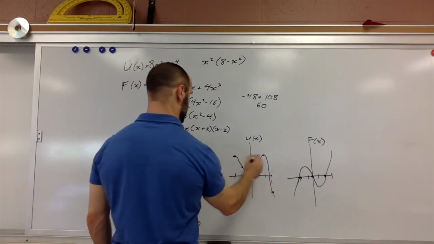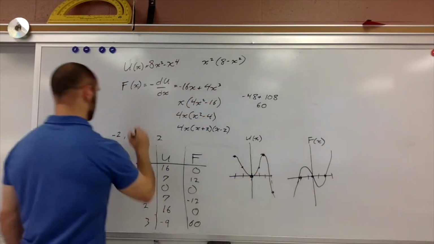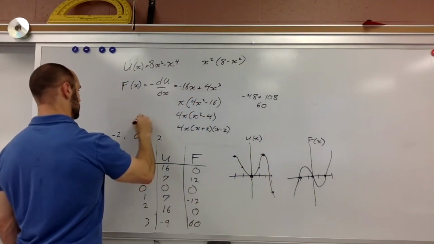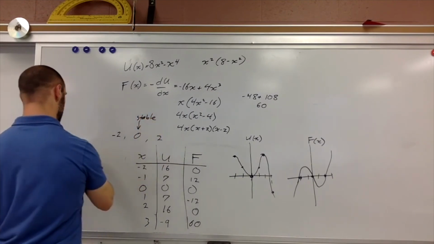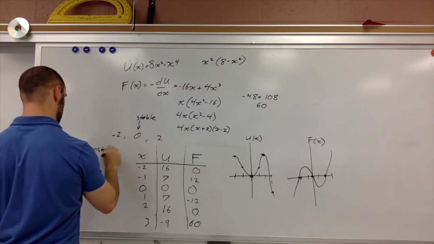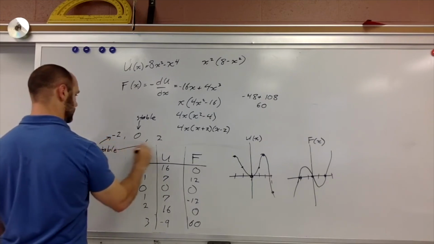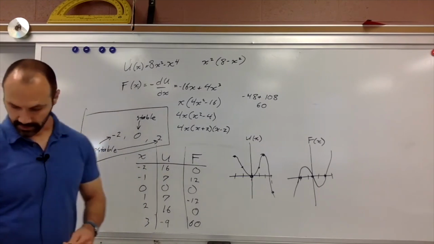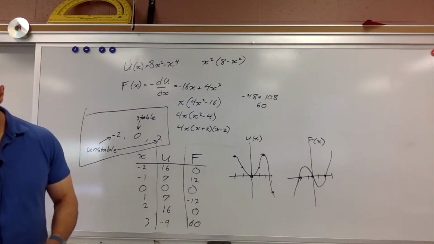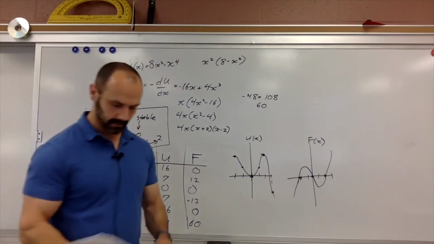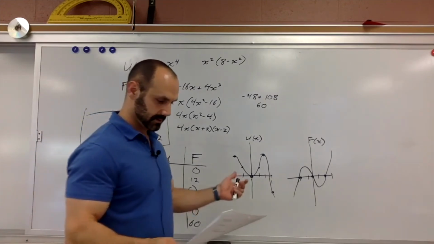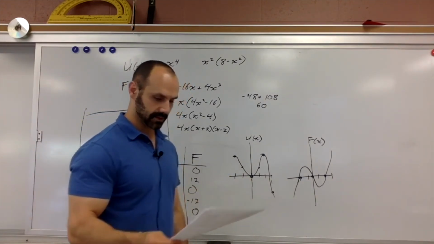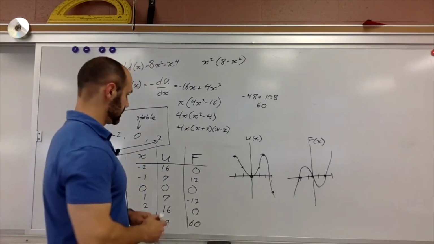So these are the places of unstable equilibrium, and this is stable. Stable equilibrium here, unstable there and there. So that's my answer. We found the equilibrium positions, we described the stability, we graphed all the functions, and so that's it.